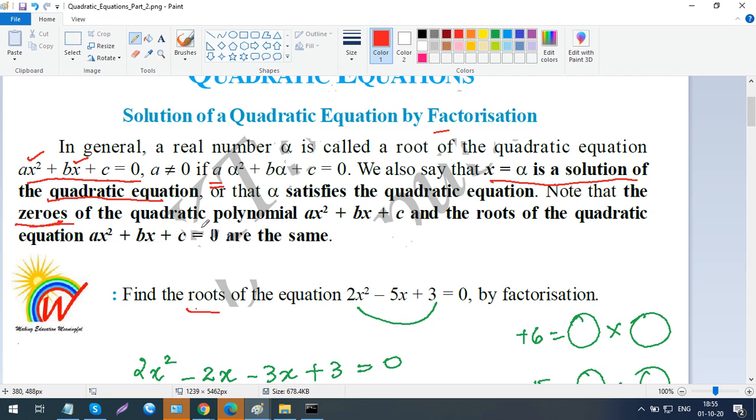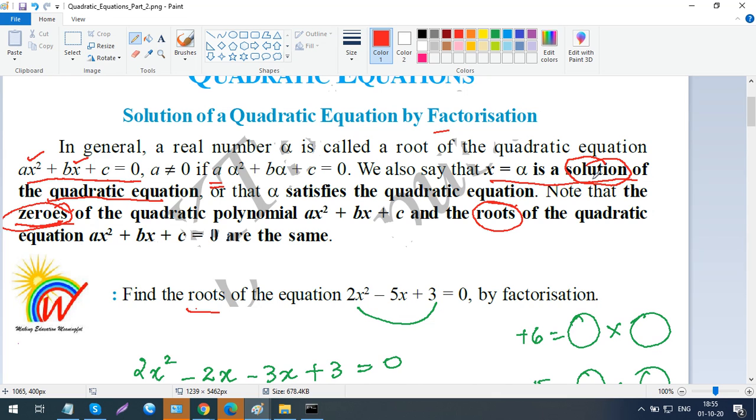Zeros, roots, or the solution all mean the same. So you should not get confused just by the word. In your test, they may ask you any kind of question. They may say find the solution, or find the roots, or find the zeros. It all means the same. Now I am going to teach you how to find the roots or the zeros or the solutions.